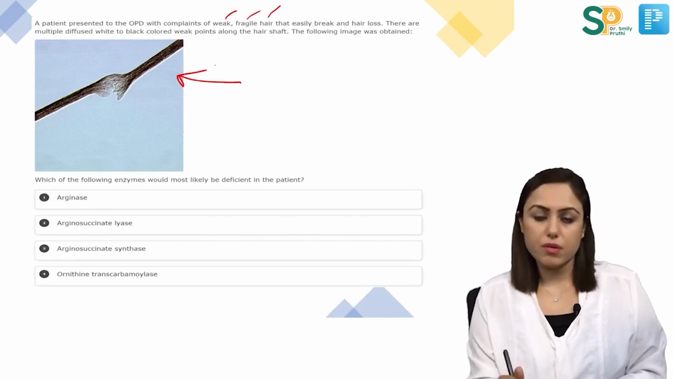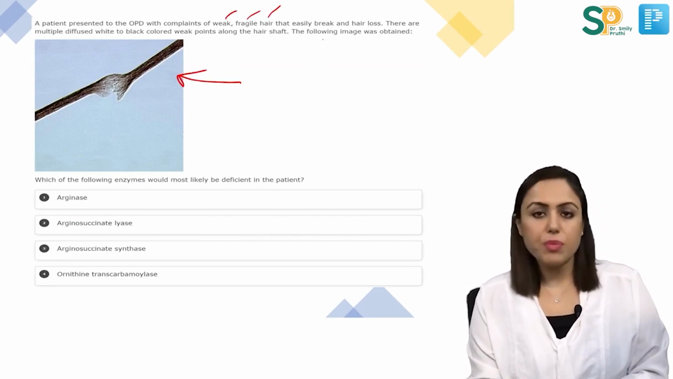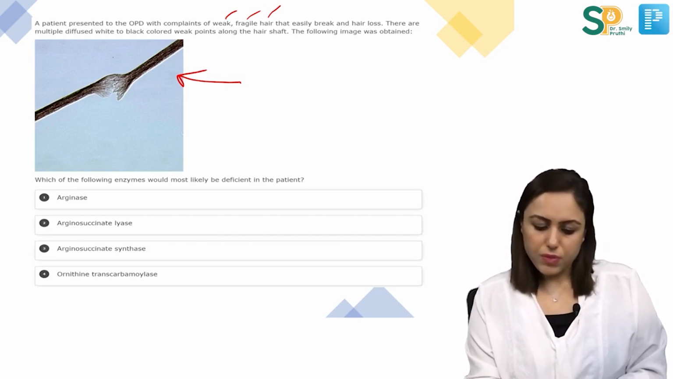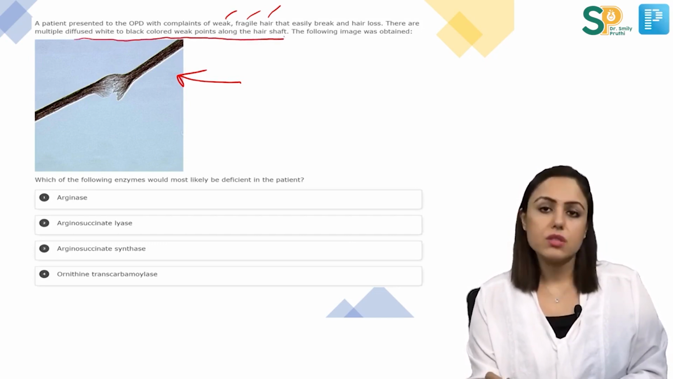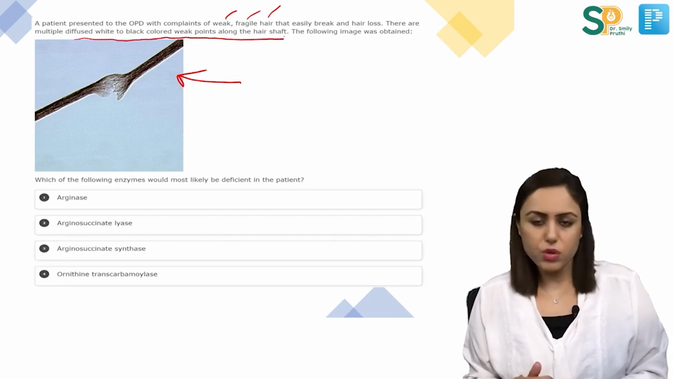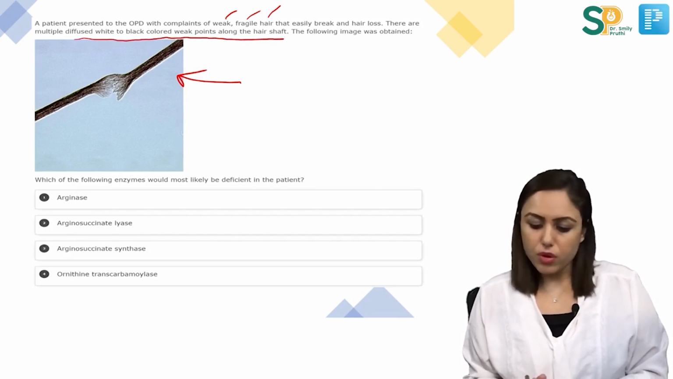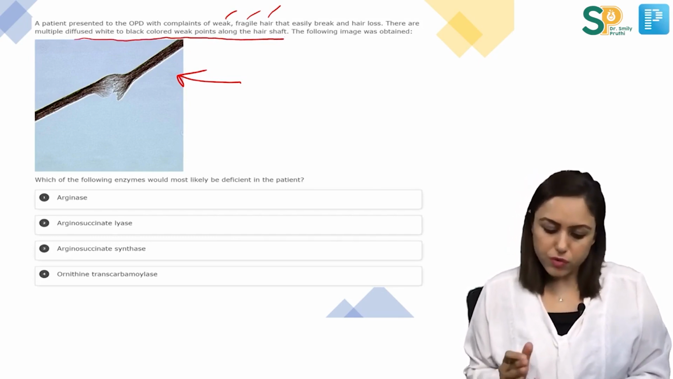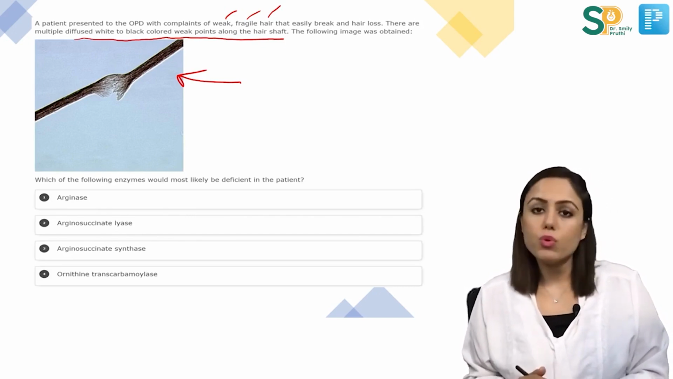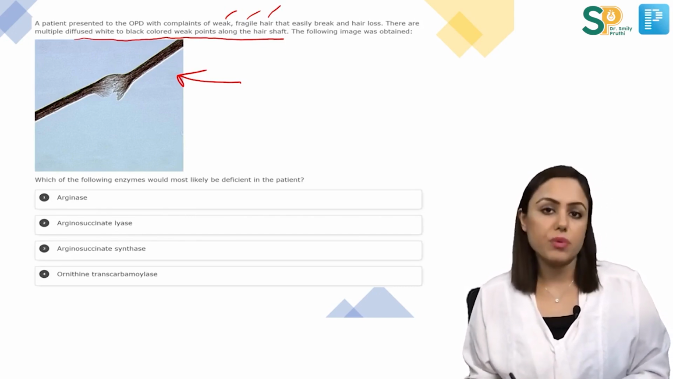Coming to next question, a patient presented to OPD with complaints of weak fragile hair, and that picture is given here, weak fragile hair that easily break and hair loss. There are multiple diffused white to black colored weak points along the hair shaft. You can see that picture, right. The following image was obtained. Which of the following enzymes would most likely be deficient in the patient?